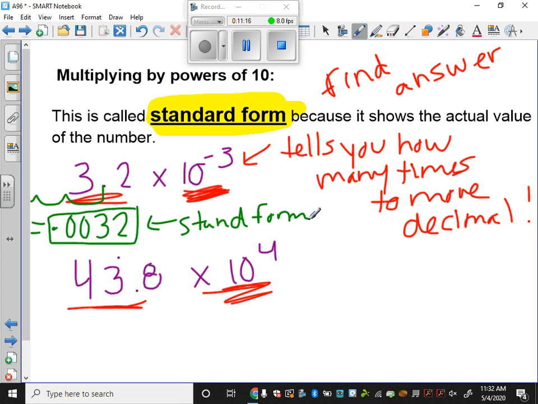Now, if I look at this next example, what that's saying is move my decimal 4 times, and I'm going to go to the right because it's a positive number. So if I move this 4 times, I'm going to move this number down here so that we can see it. I'm going to go 1, 2, 3, 4, filling in the empty spaces with zeros.